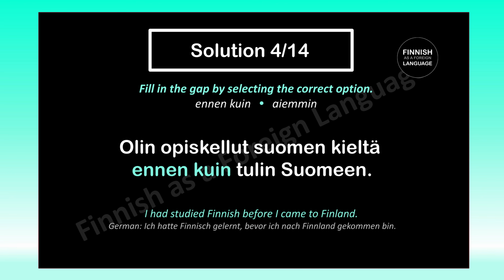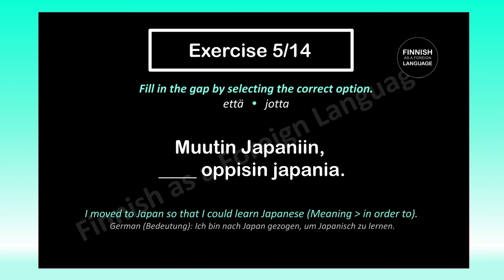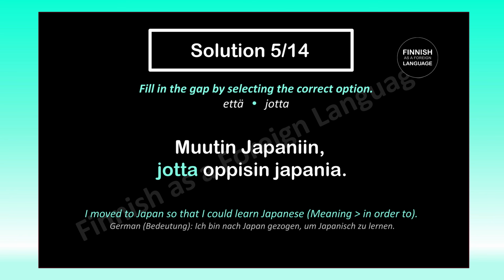That's right, the answer is ennen kuin. Olin opiskellut suomen kieltä ennen kuin tulin Suomeen. I had studied Finnish before I came to Finland. Next one. Also here we have to fill in the gap. We want to say, I moved to Japan so that I could learn Japanese. Muutin Japaniin. Oppisin japania. Do we need here että or jotta? Excellent, the answer is jotta.